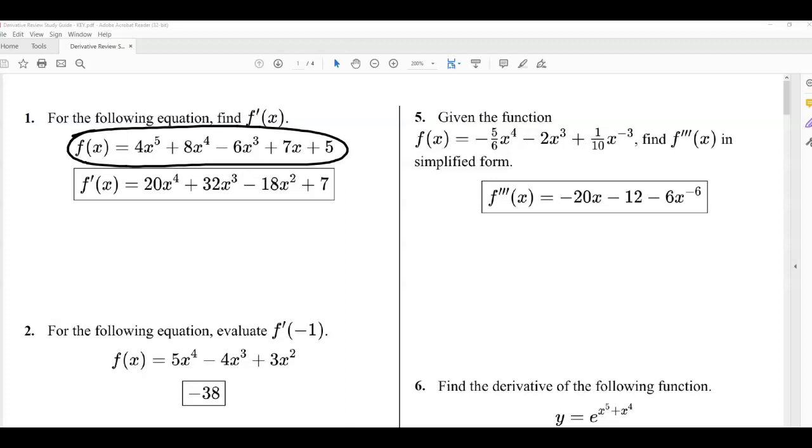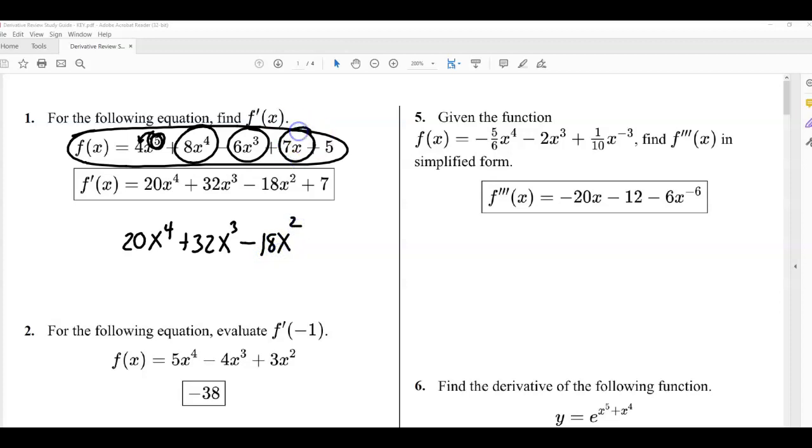Number one, we want to find the derivative of this. So we're going to do the power rule. We're going to multiply the power times the number in the front. That's 20. And then you take 1 off of the power, which is 4. And you're just going to keep doing that for the other ones. 4 times 8 is 32. Take 1 off the power, it's 3. 3 times 6 is 18. Take 1 off the power.